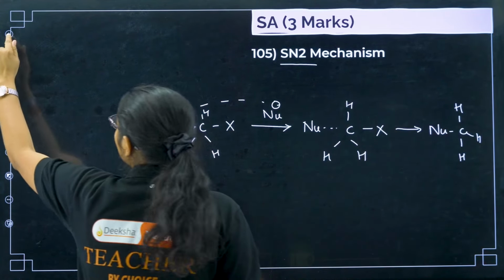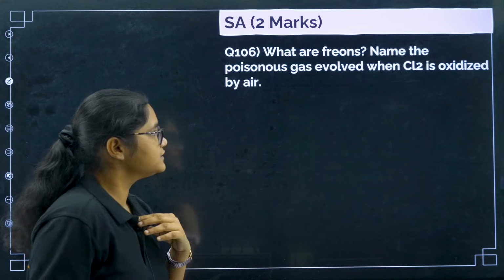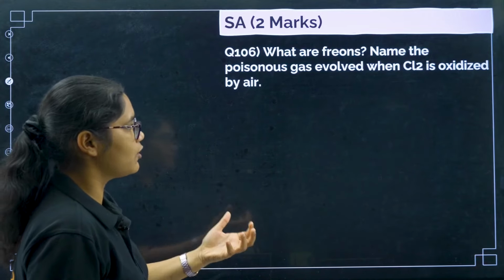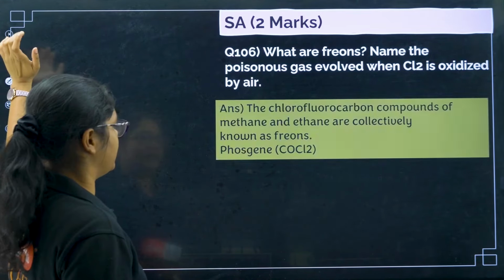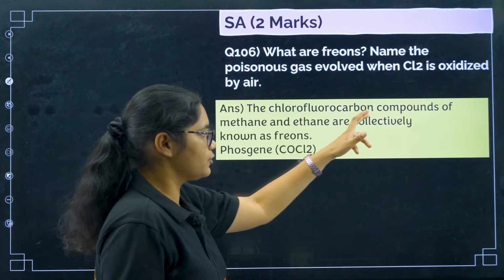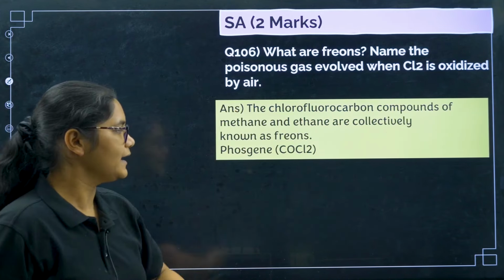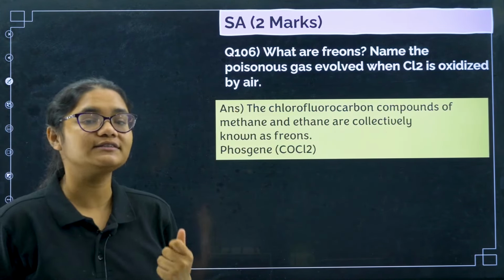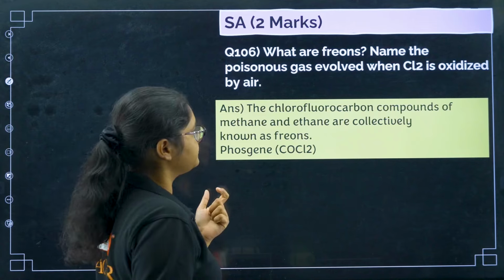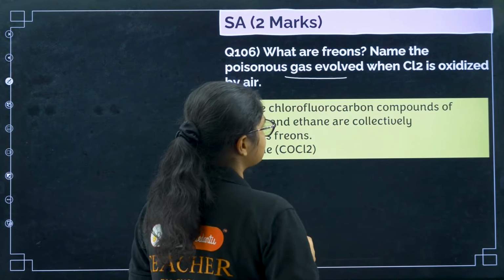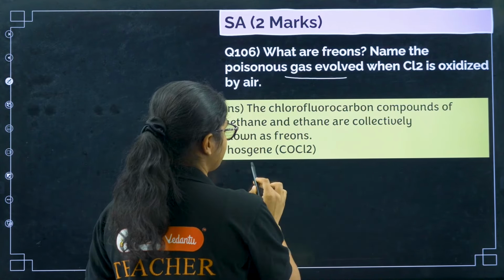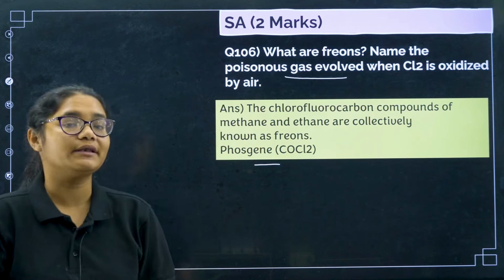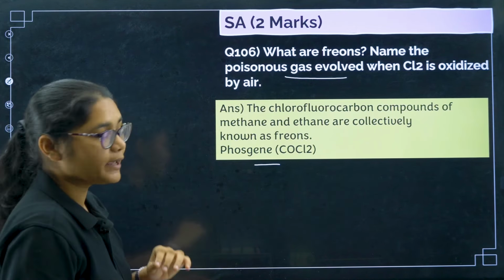Okay. Next, we have what are freons, and name the poisonous gas evolved when Cl2 is oxidized by air. So freons, the chlorofluorocarbon compounds of methane and ethane are collectively called as freons. And the poisonous gas when Cl2 is oxidized by air is called as phosgene, and the common name is carbonyl chloride. Okay.